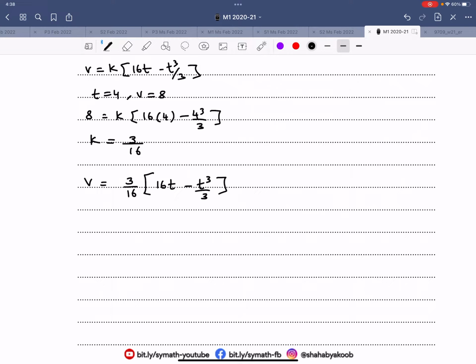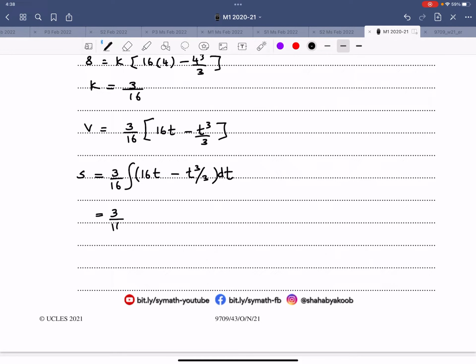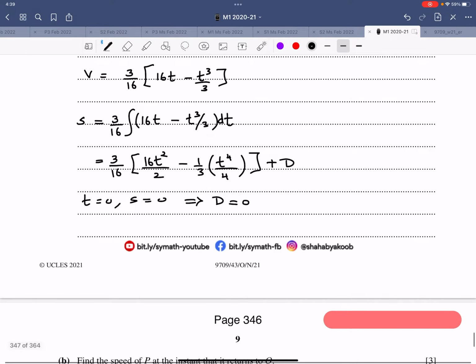Now the displacement equation. Integrate this: 3 over 16, 16t minus t cube over 3 dt. That is 3 over 16 times 16t square over 2 minus 1/3, and t cube becomes t power 4 over 4, plus a constant of integration. Let me call it d. Now when t is 0, s is 0. Therefore d comes out to be 0. Therefore the equation s is 3 over 16, 8t square minus t power 4 over 12.